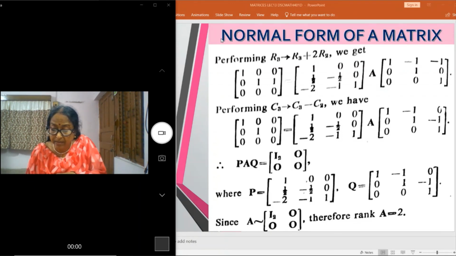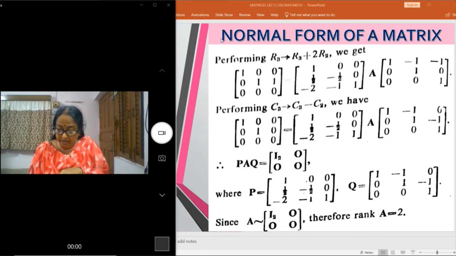Here on the right hand side, before A it is a matrix, you can see it is called P, then A, and the last one is called Q. So P is written, Q is written, and PAQ is equal to I2 0 0 0. Since it is I2 0 0 0, therefore the rank of A is equal to 2.